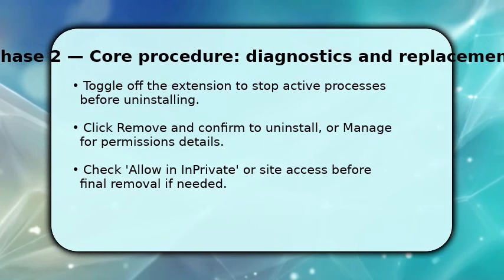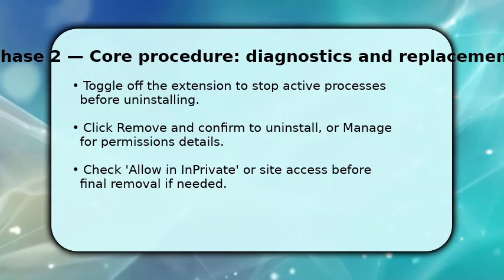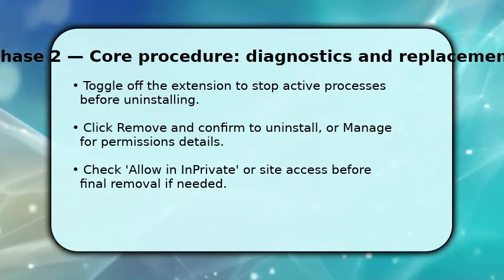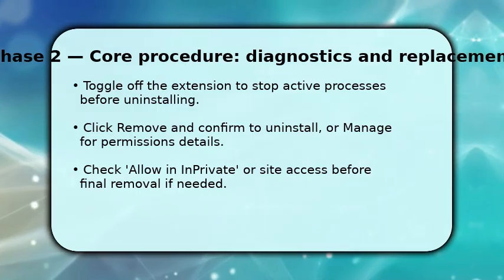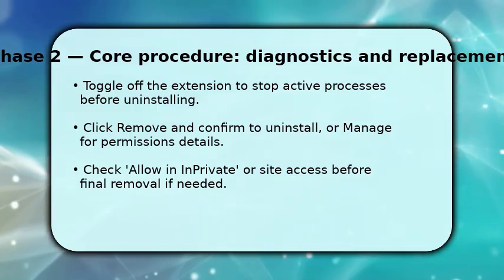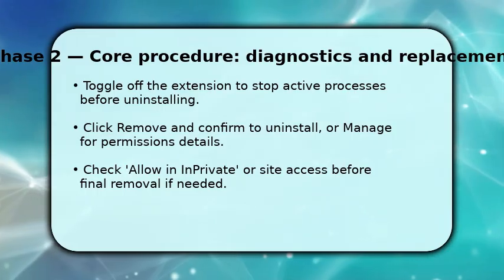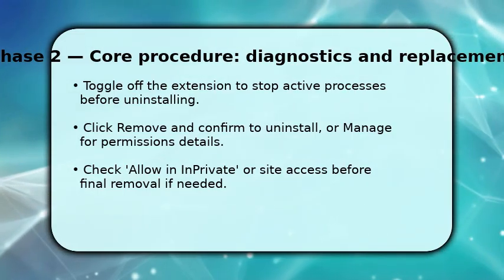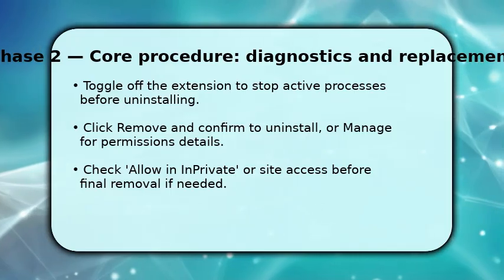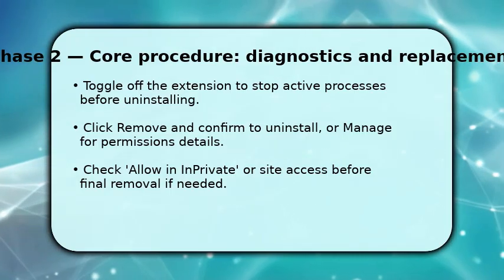You should first toggle the extension off to halt any active processes. This reduces the chance of interruptions. Then click Remove and Confirm. Edge will ask you to confirm uninstall, and this eradicates files tied to the extension. If you need context, choose Manage to inspect permissions and site access. Revoke any retained permissions before removing.